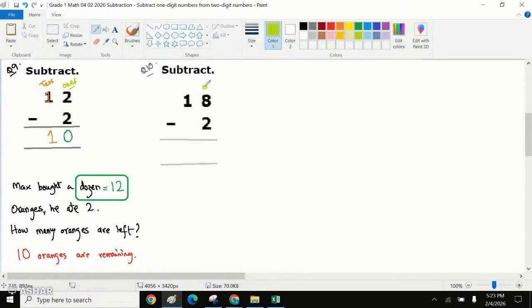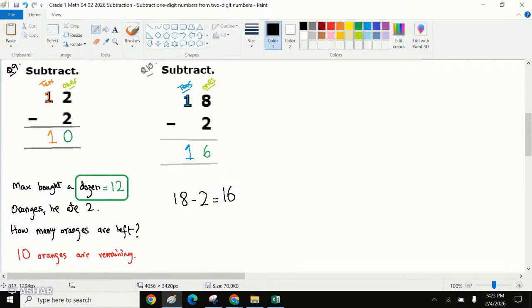What values do we have for ones? We have 8 and 2. 8 minus 2 would be 6. Agreed? And what we can do is, in the tens, we had a 1. So this 1 comes down as it is. So we'll write a statement: 18 minus 2 is equal to 16. Okay?